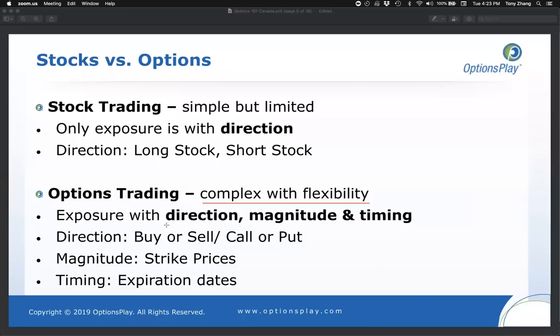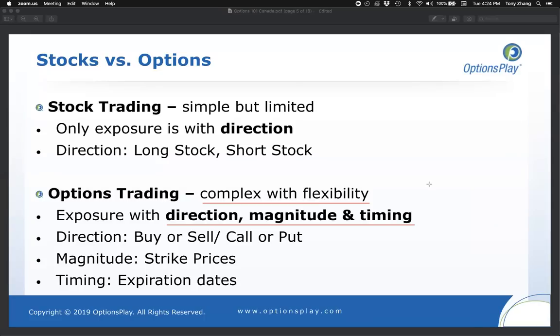When you're trading options, you have three different types of exposure. You have direction, you have magnitude, and you have timing. So direction is just like stocks. You either think a stock or ETF is going to go higher or lower. Magnitude means whether you think the stock's going to go higher by 1% or 10%. You have different levels of exposure.